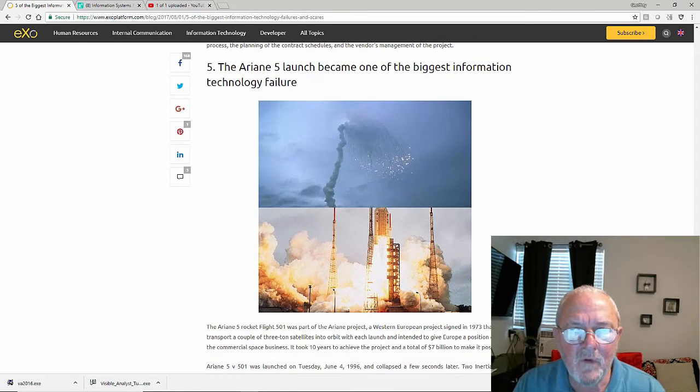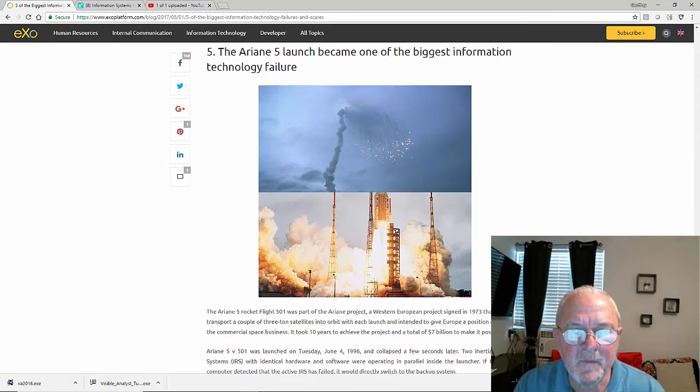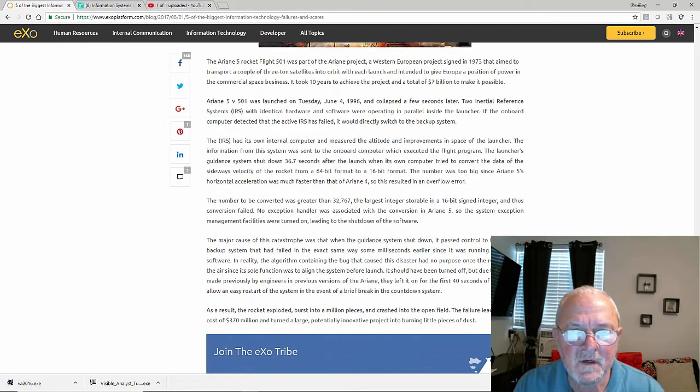5. Ariane 5 launch became one of the biggest information technology failures. You read through this and you see that they don't mention SDLC. They talk about converting data from 64-bit format to 16-bit, and it resulted in an overflow error and the system went down. That's a technical glitch. That's not something related to system development lifecycle phases. So that would be a no.